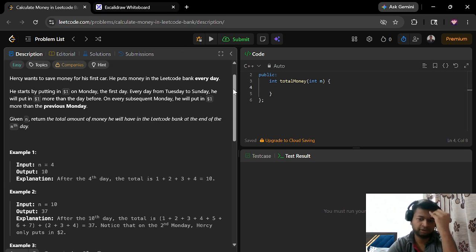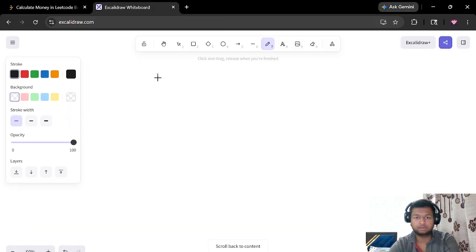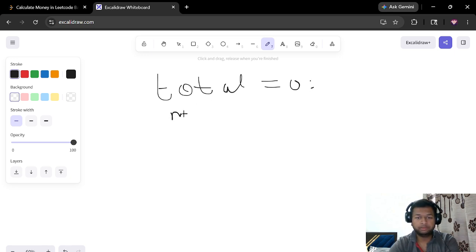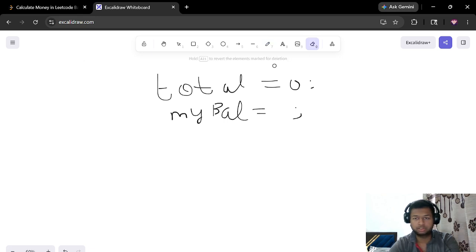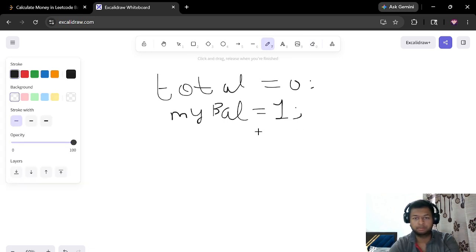So how will we approach this question? Let's see. First we will take a total variable, because we need to return the total money at last. So total will be equal to 0. Then we will take a myBal variable, which would be like a money storing variable. It will not be initialized to 0, it will be initialized to 1, because it will start from 1 only, because the first amount will be equal to 1.